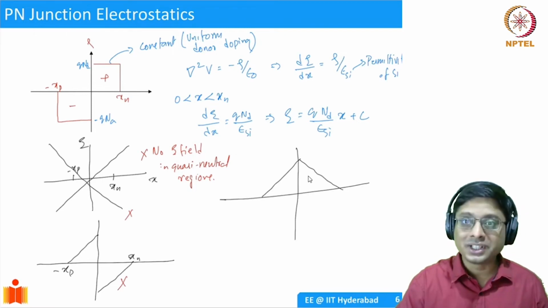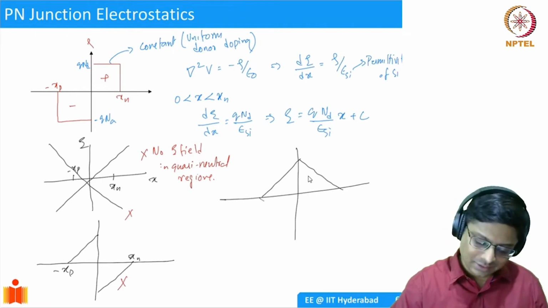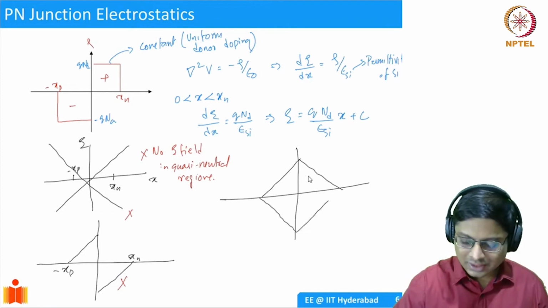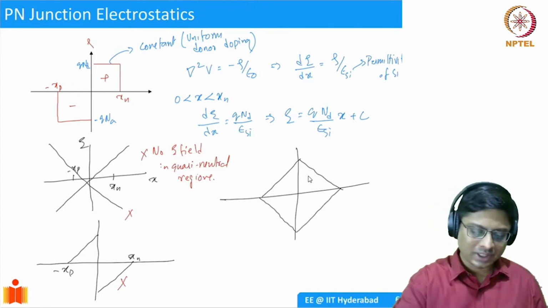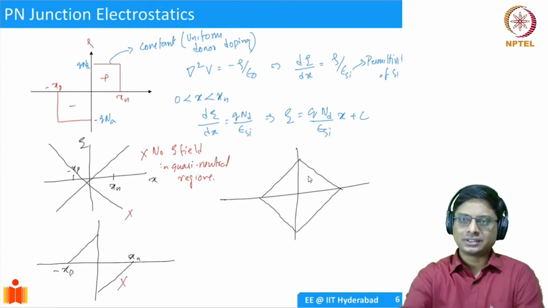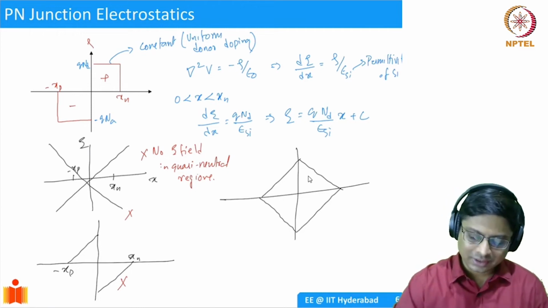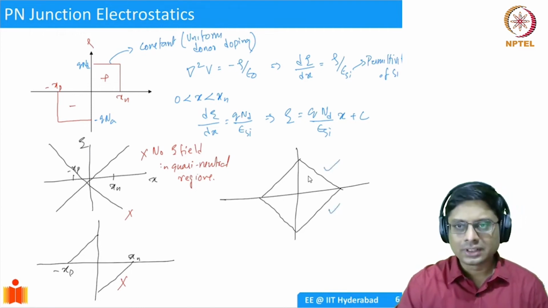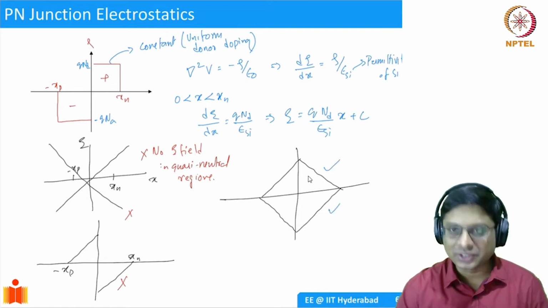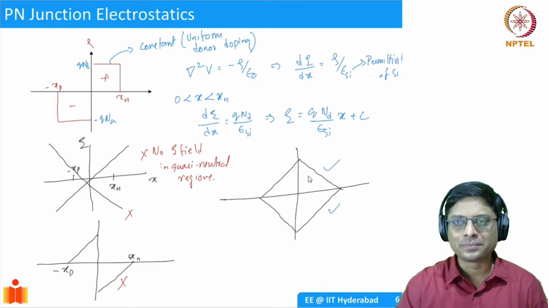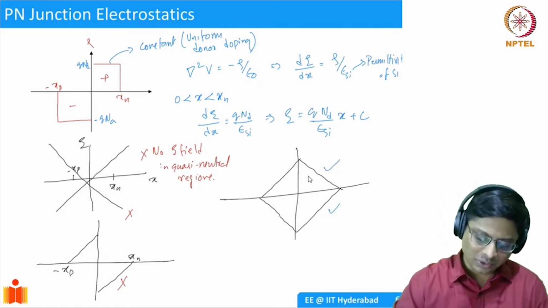This is one possibility and this is another possibility. This will satisfy our equations. So this or this. The fields are zero outside and it's continuous at x equal to 0. But out of which only one is correct, the other one is wrong.